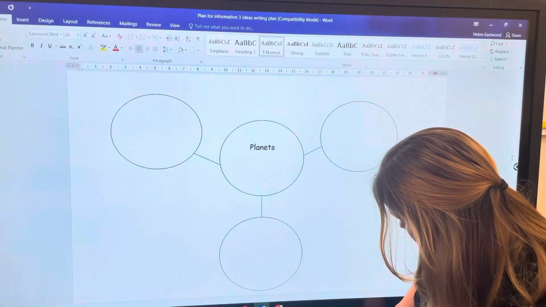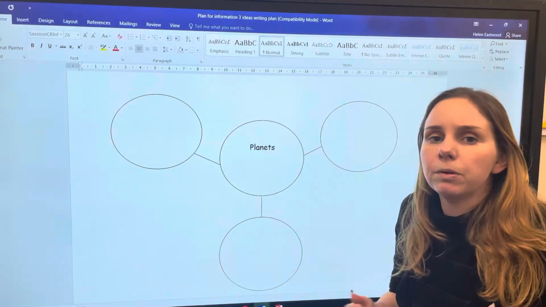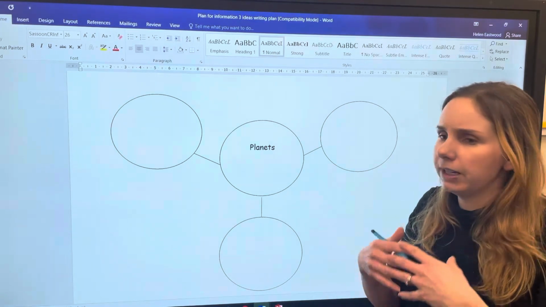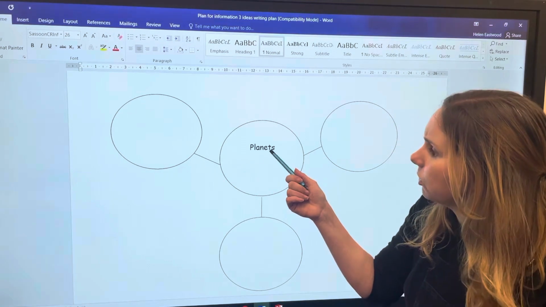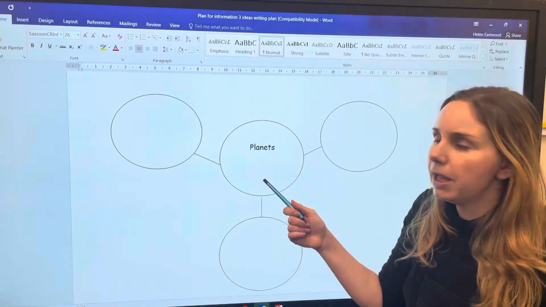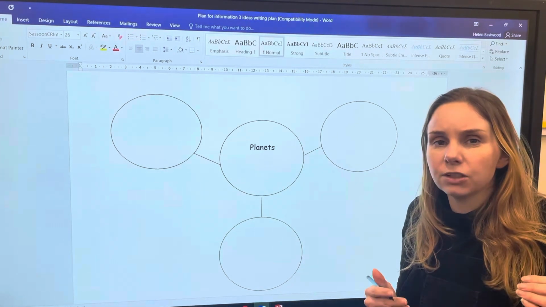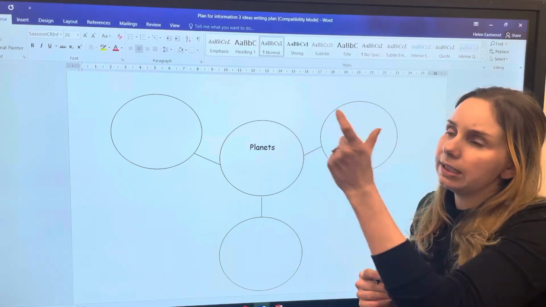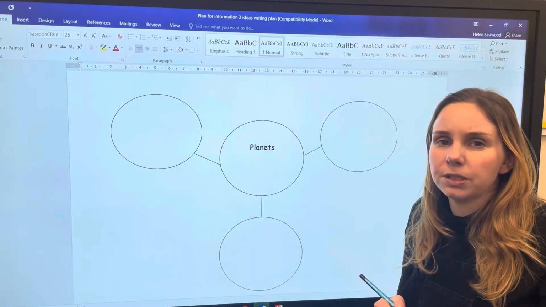But before we write, it's really important that we plan for it. If we don't know what we're writing about, we're going to find it really hard to think of those sentences. So we know we're writing an information page about planets, and that's going to be my main heading, my title. And then an information page will also need some subheadings, and the subheadings are the little mini titles that tell you what that part of the information is going to be about.